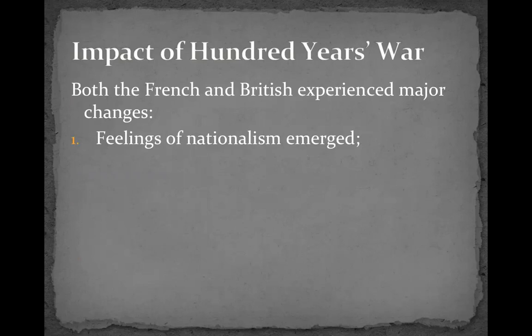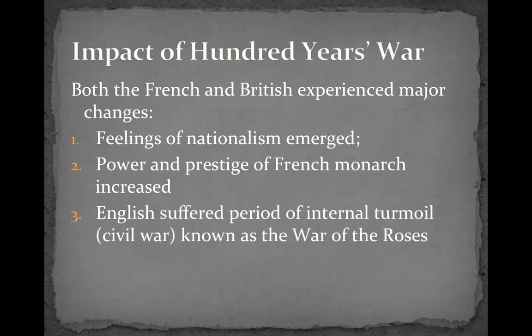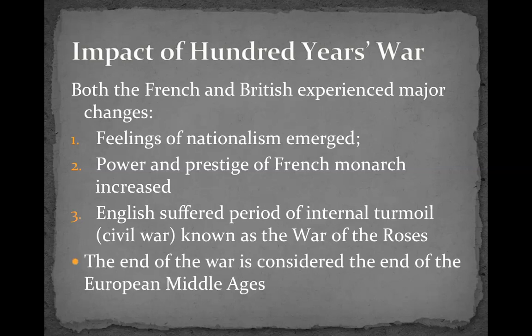One, we see feelings of nationalism emerge. What is nationalism? It is support for or pride in one's own country. So people started to feel more strongly about their pride in their country. We also see the power and the prestige, the importance of the French monarch, the French king, the crown, start to increase. And as a result of the 100 Years' War, the English suffered a period of internal turmoil. They experienced a civil war known as the War of the Roses. The end of the war is considered to be the end of the European Middle Ages, and as such is also the end of our study, our unit on the European Middle Ages.